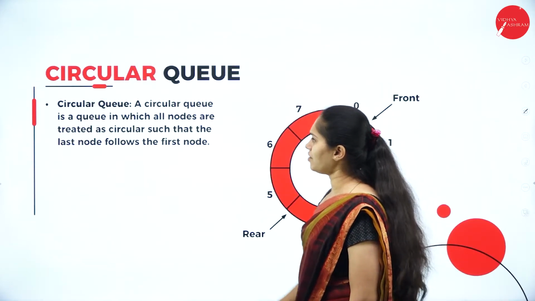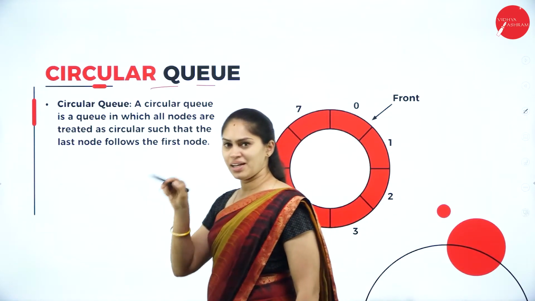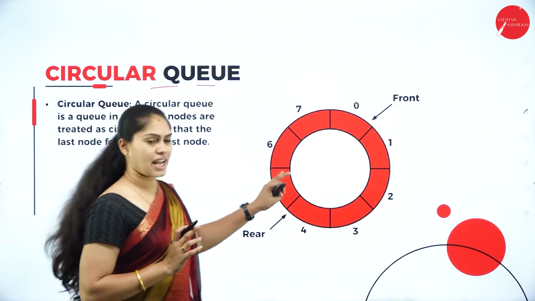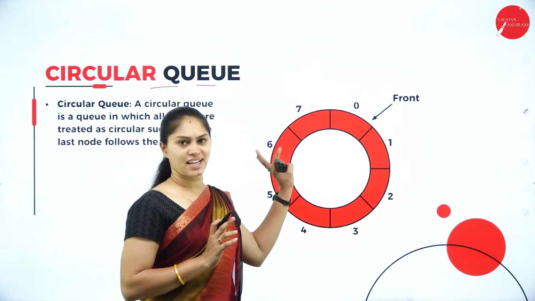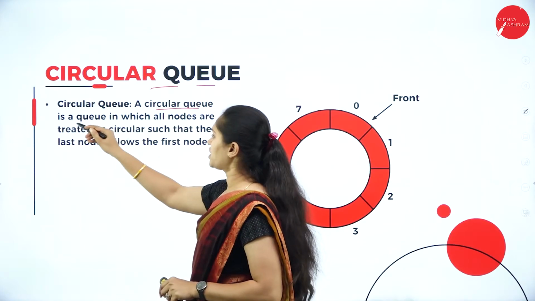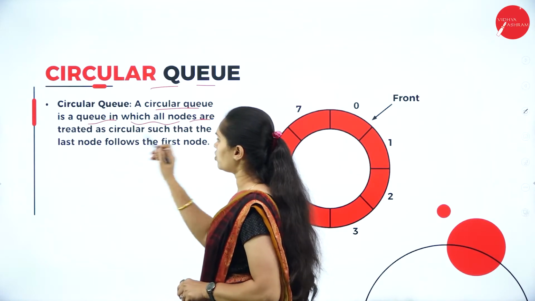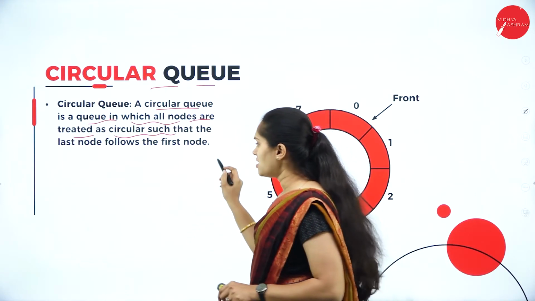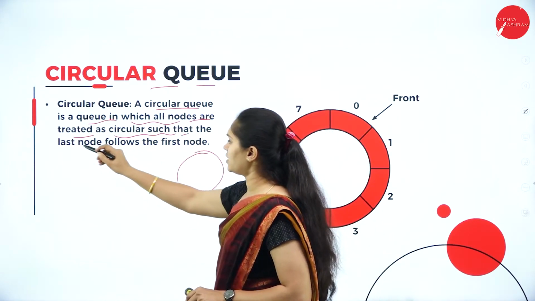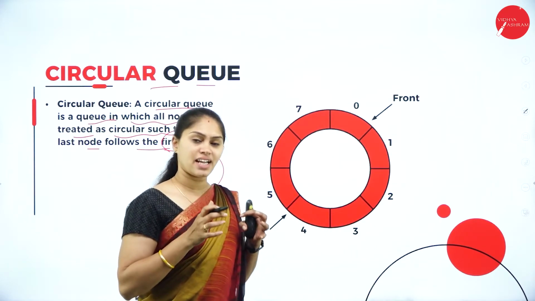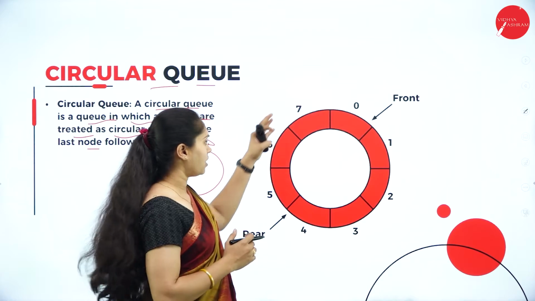So next what we have is the circular queue. As the name indicates, it will be in a circular motion. So the first element will be attached with the last element of a queue. So we'll see the definition here. A circular queue is a queue in which all the nodes are treated as circular. So it will be treated in a circular format so that the last node follows the first node. So front and rear both will be somehow together here.